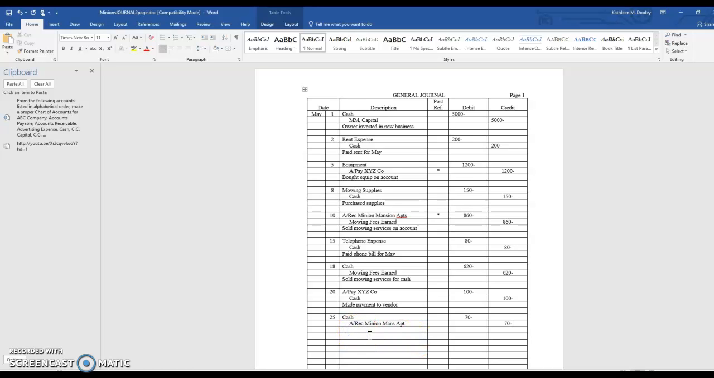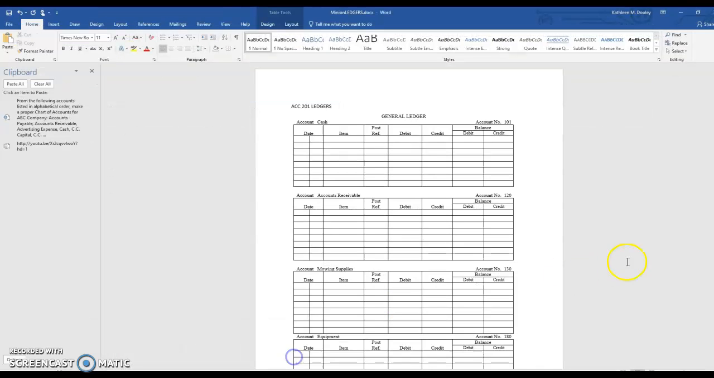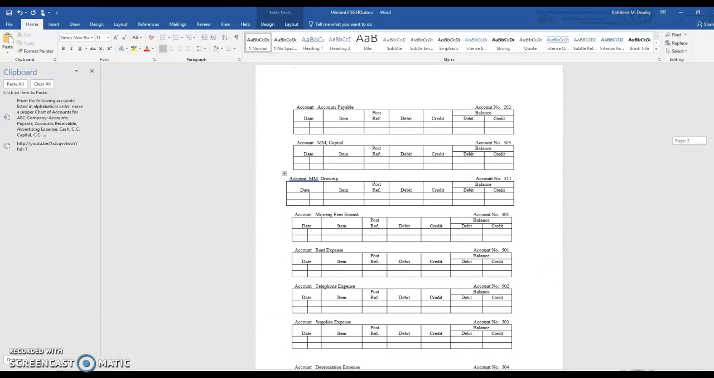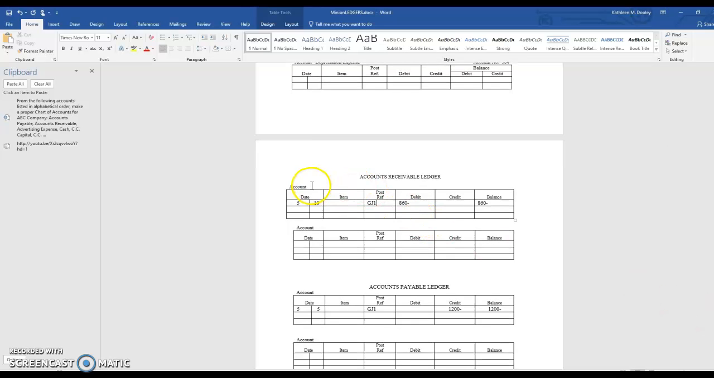Okay, and that was customers made payment to us. Okay, all right, and again there would be an invoice number. Now, because we have something in the subsidiary ledger, the Minion Mansion Apartments, we have to immediately post that into the subsidiary ledger. So we go down to the accounts receivable ledger.